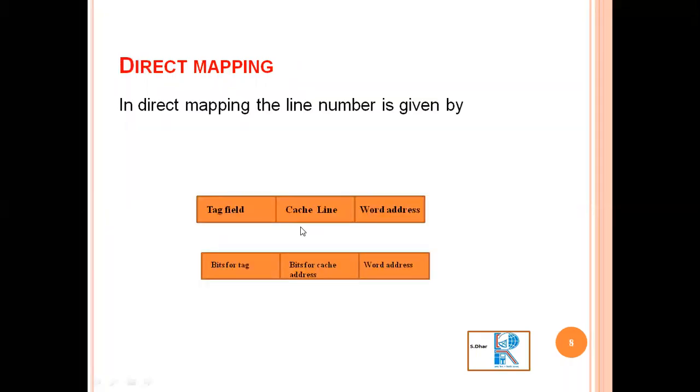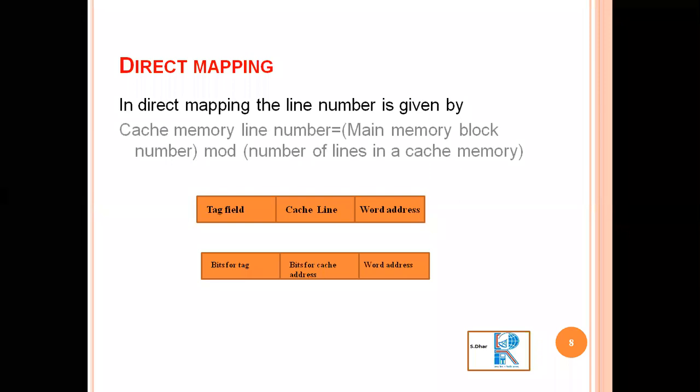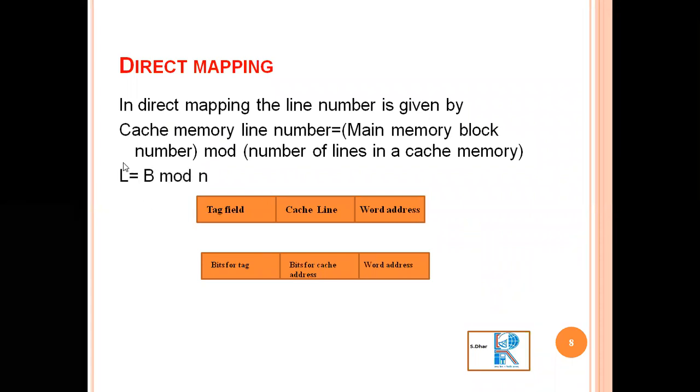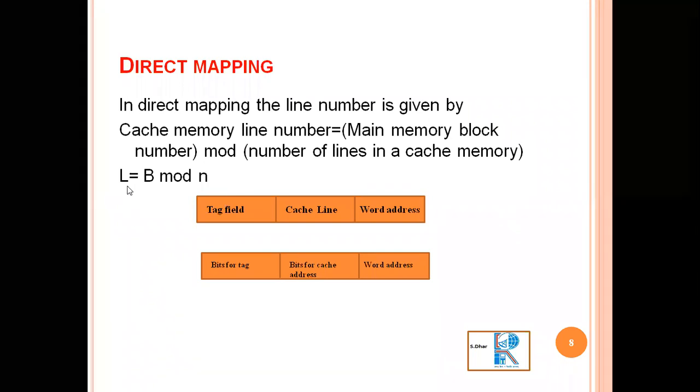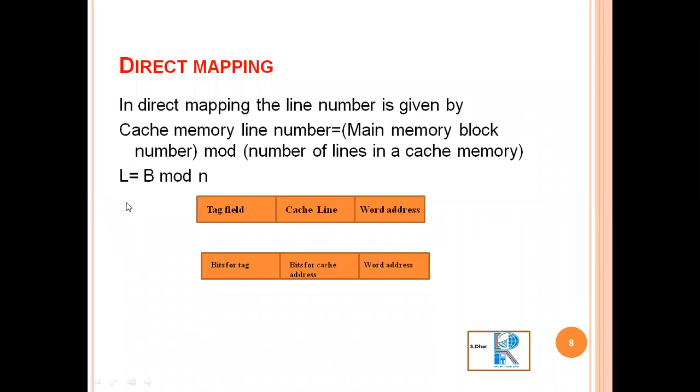Now, see the direct mapping. In the direct mapping, the cache memory line number is generated by this formula. This is a very simple formula. The formula is: cache memory line number is equal to main memory block number mod n. What is n? N is the number of lines in the cache memory. Again, I am telling you: cache memory line number is equal to main memory block number mod n. N is the number of lines in cache. Clear?